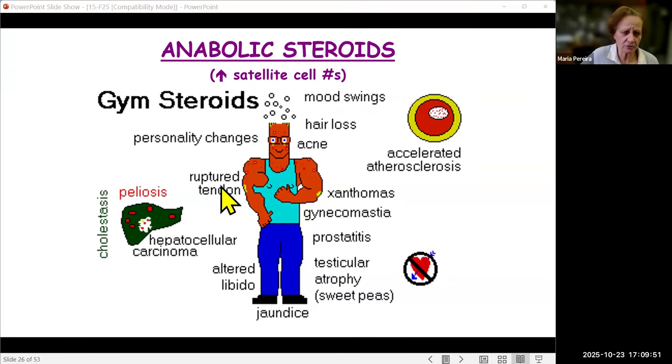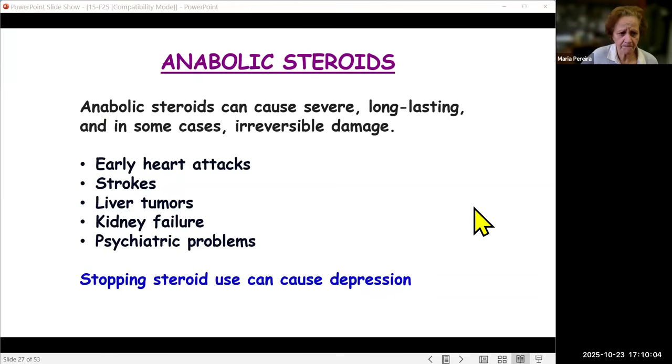But taking anabolic steroids is not a good thing because it has a lot of side effects, as shown here. Hair loss, acne, kidney problems, and so on and so forth. Anabolic steroids can cause severe and long-lasting problems, and can lead to early heart attacks, strokes, liver tumors, kidney failure, psychiatric problems. So, it all depends. It's voluntary, whatever an individual wants.